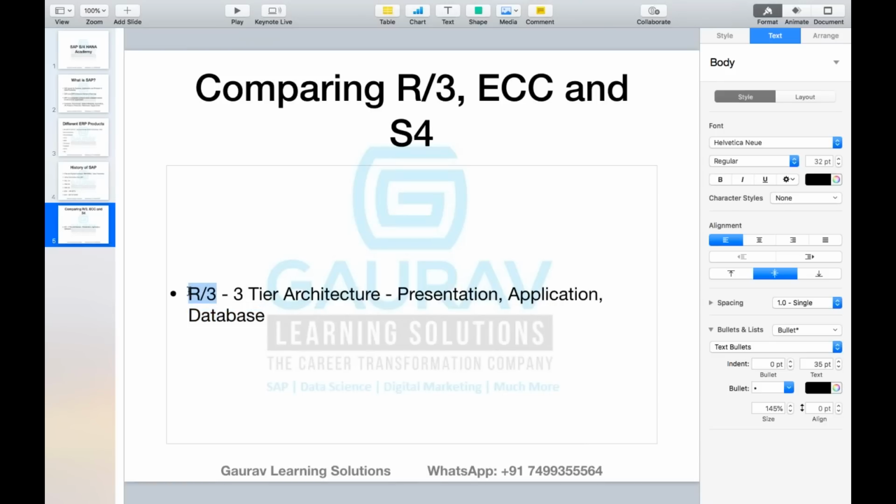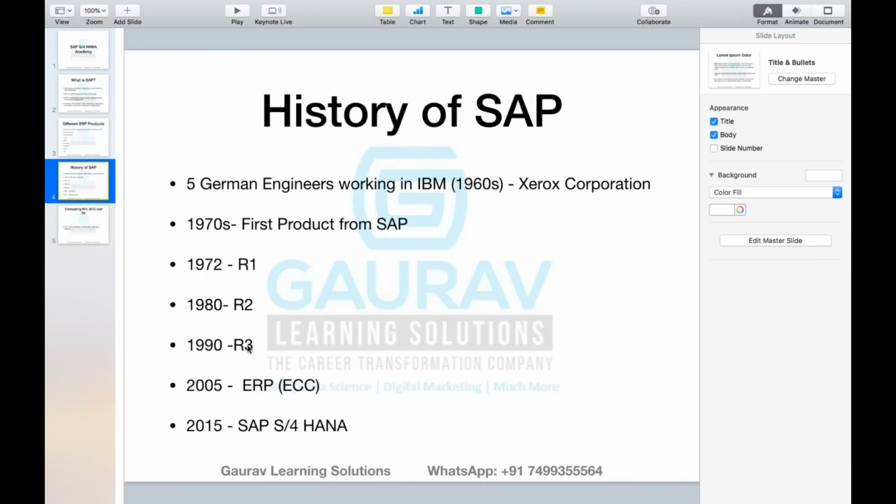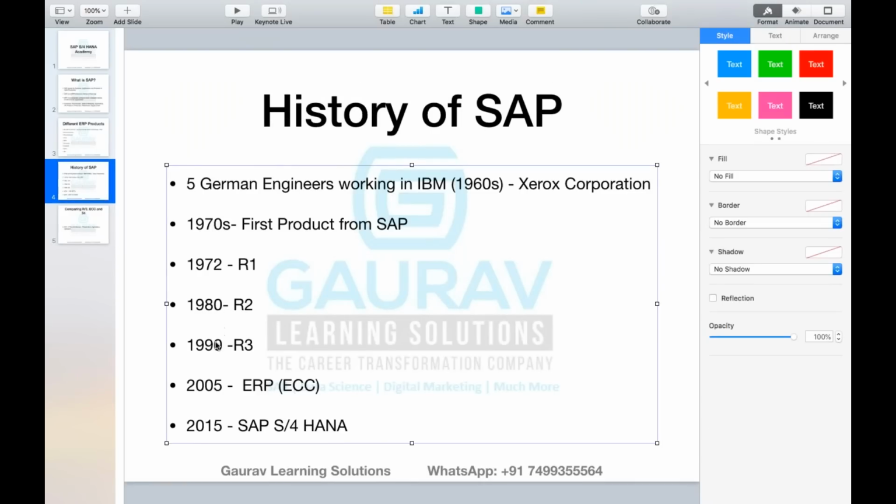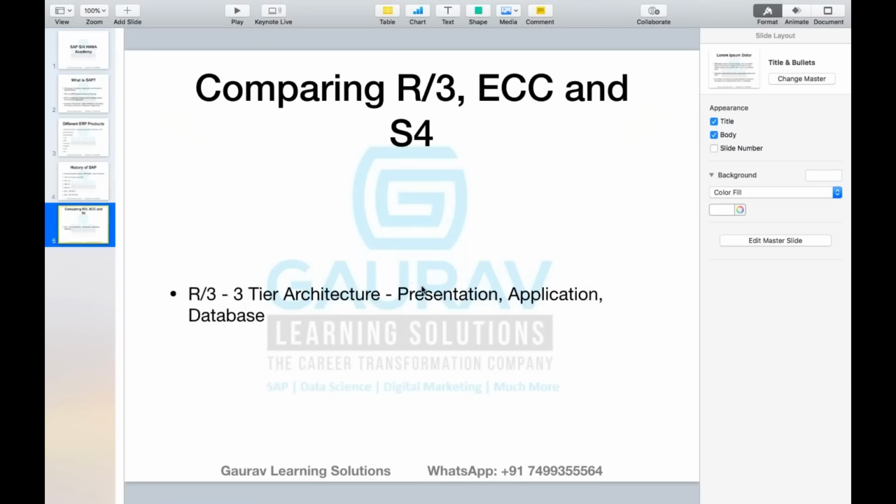What is R3? This was developed, as I told you, somewhere between the 1980s and 1990s. During that time, this was a big achievement, but nowadays it is a very straightforward activity. Even a small shopkeeper has a presentation layer in a mobile application he has developed, and you can place the order from your mobile itself. So this is not a new thing anymore. Presentation, application, database has become very common nowadays.